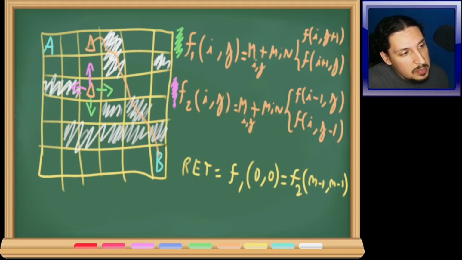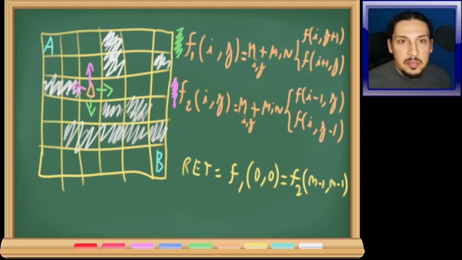If you compute the other one, F2, what you're actually computing is, for each cell in the matrix, the optimum path from the start A to that cell. So here the graph is very symmetric, so it seems like they are completely the same. But note that they are not equivalent.